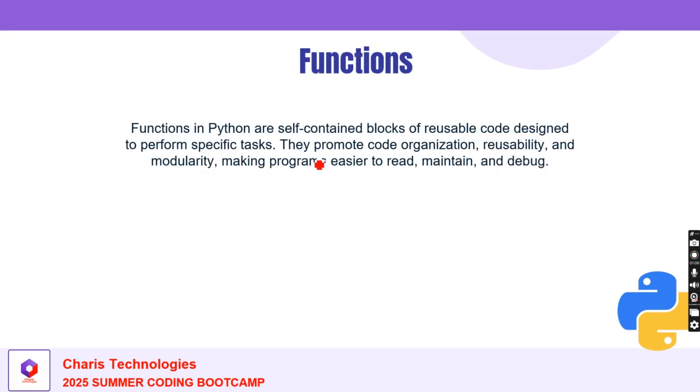So what are functions? Functions in Python are self-contained blocks of reusable code designed to perform specific tasks. They promote code organization, reusability, and modularity, making programs easier to read, maintain, and debug. For instance, if you are to print names, you have to be using the print function over and over again. Now, a function reduces the rate of repetition in your code, right?